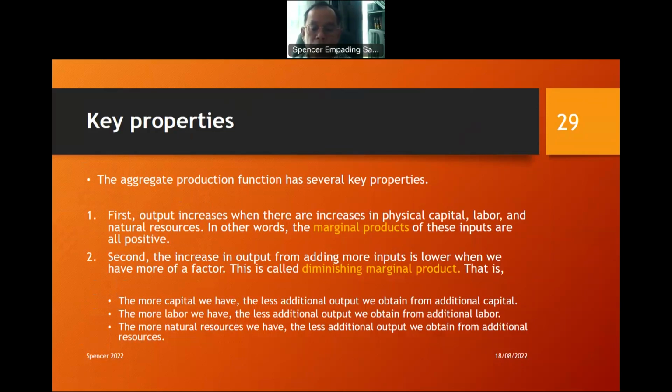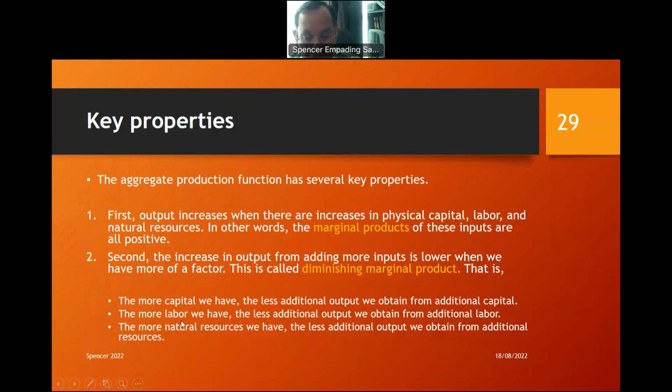For example, if we add more capital or add more labor, any additional increase in labor or capital will have diminishing returns on each of these inputs. So we have diminishing returns, or diminishing marginal product. In other words, the more capital we have, the less additional output we obtain from the additional capital, or the more labor we have, the less additional output we obtain from the additional labor.